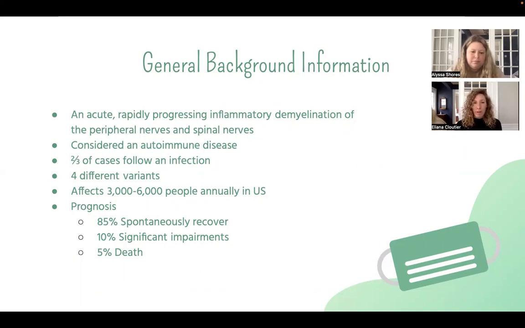There are 4 different variants. The most common is the rapidly progressive ascending symmetrical muscle weakness, and that is called acute rapidly progressing inflammatory demyelinating polyradiculopathy. Say that 5 times fast. And that's about 85% of the cases, I believe. And it's not too common, roughly about 3,000 to 6,000 people affected in this.